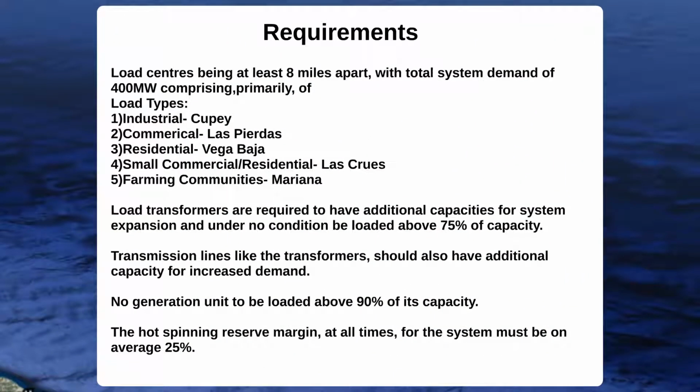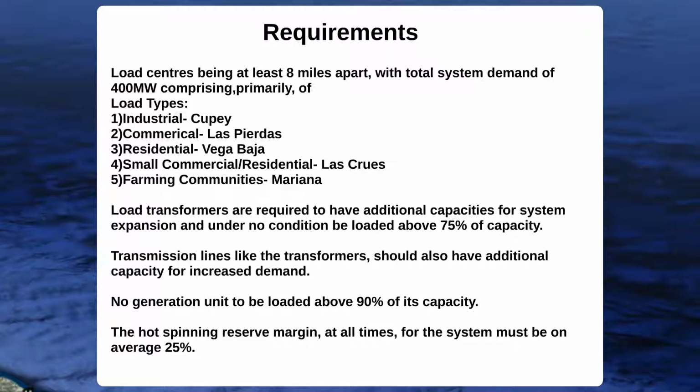The requirements for the design in this project are load centers at least 8 miles apart with a total system demand of 400 megawatts, comprising primarily of load types: industrial, commercial, residential, small commercial or residential, and farming communities. Load transformers are required to have additional capacity for system expansion and under no condition be loaded above 75% of capacity.